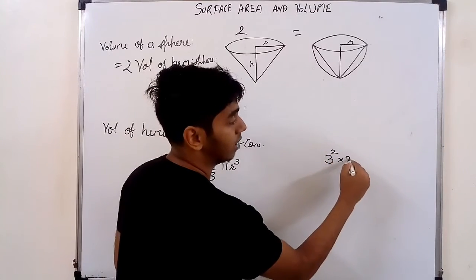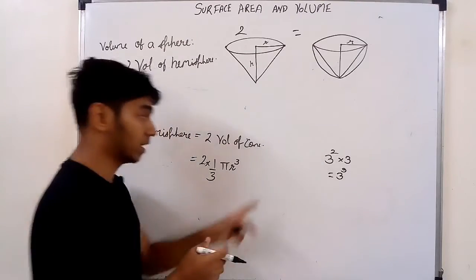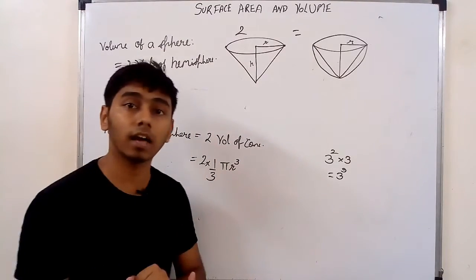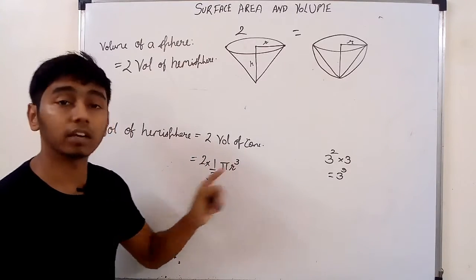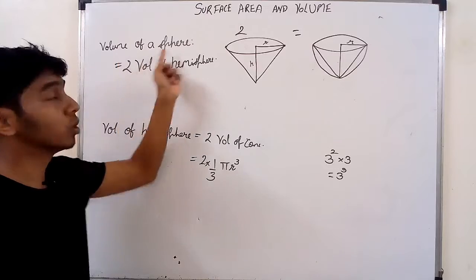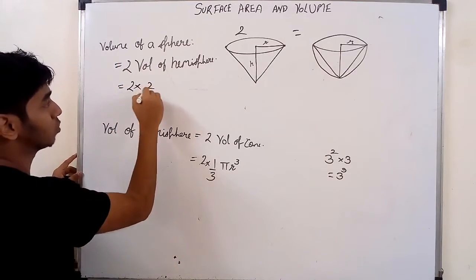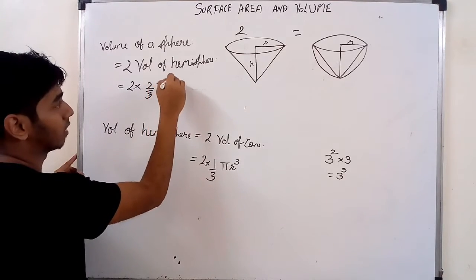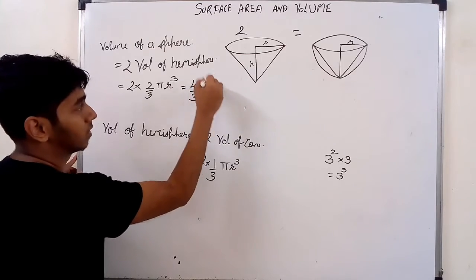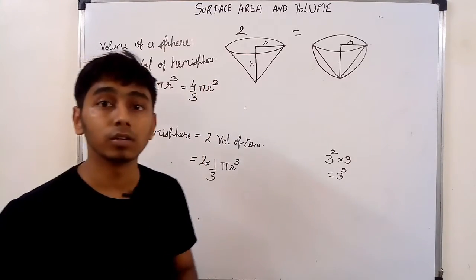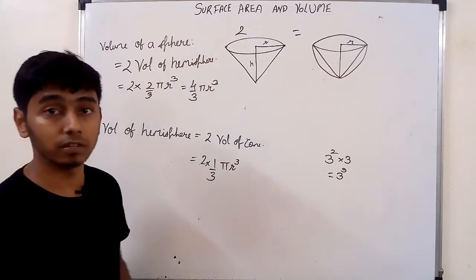Just like 3 square into 3 is 3 cube, same way r square into r is r cube. So I get the volume of hemisphere as 2 by 3 pi r cube. Therefore, the volume of a sphere is equal to 2 times 2 by 3 pi r cube, which is equal to 4 by 3 pi r cube. I hope you have understood this. This is how you find the volume of sphere.